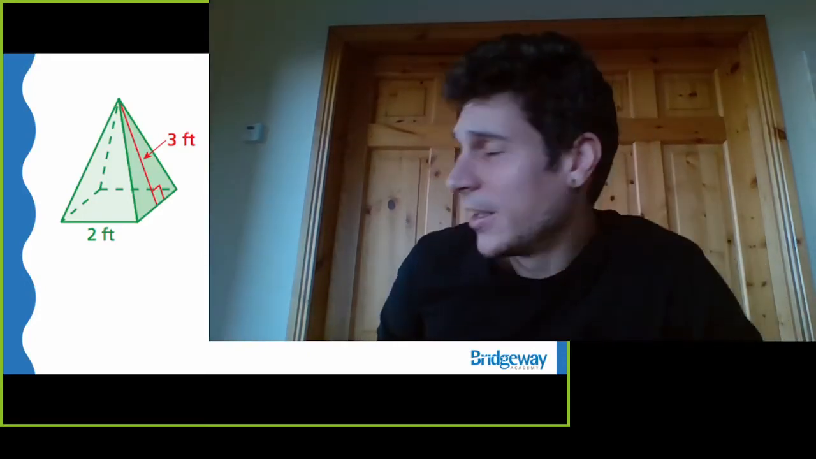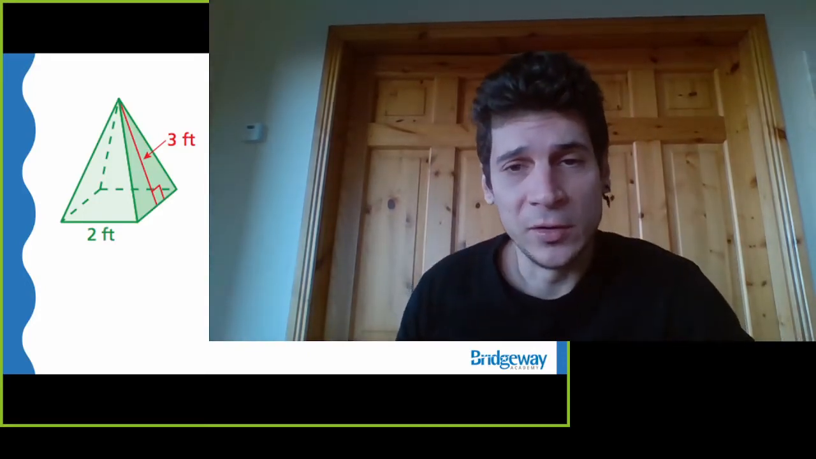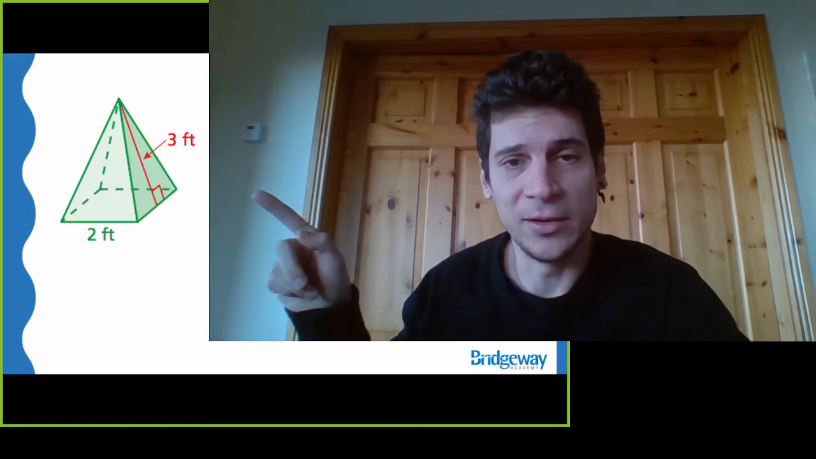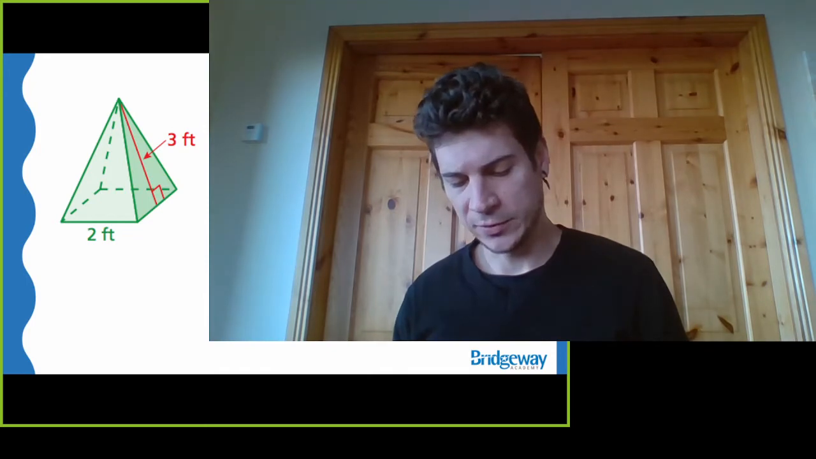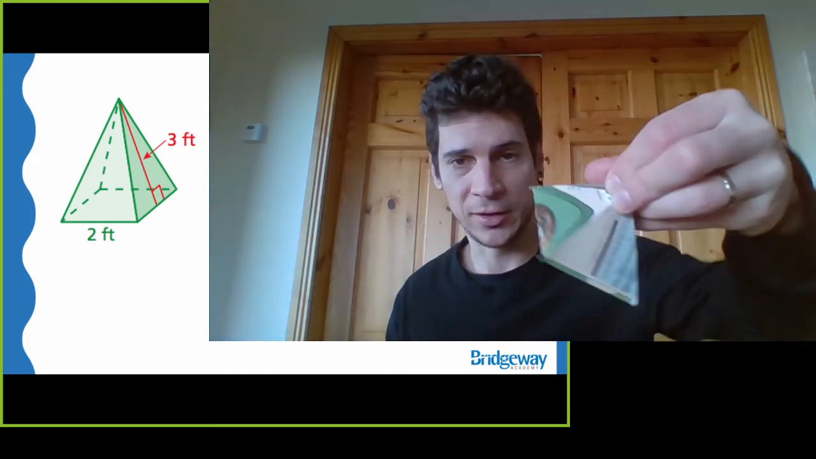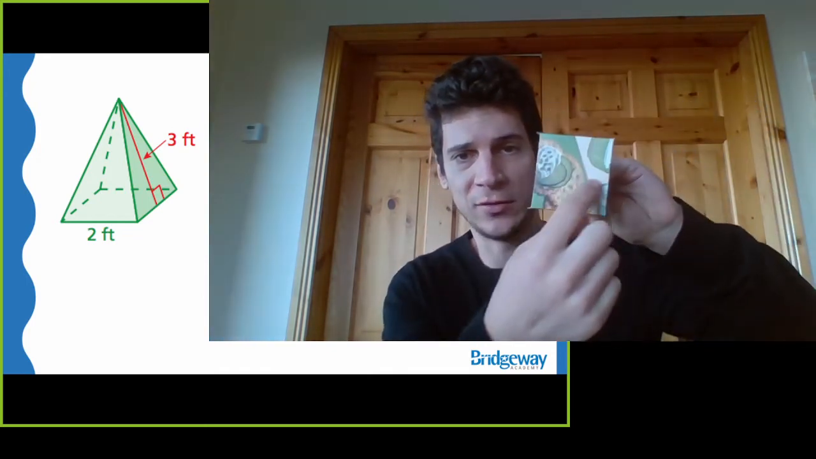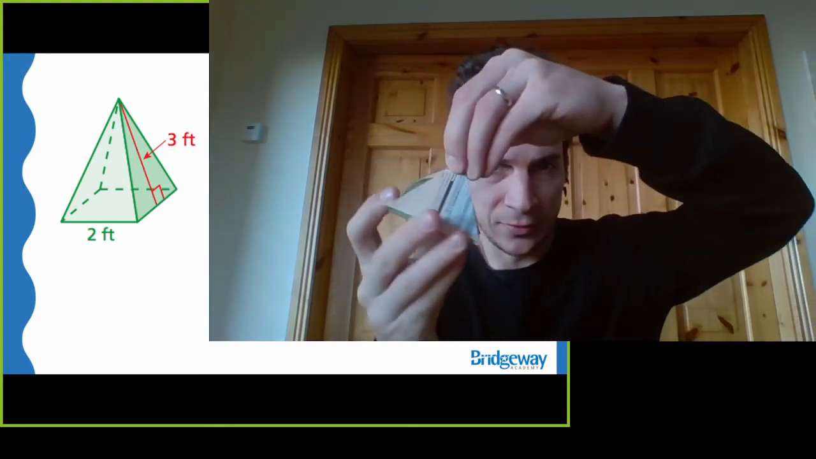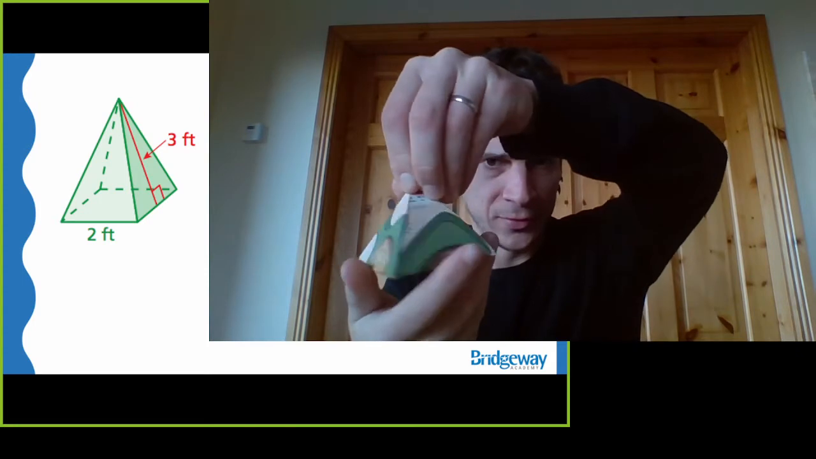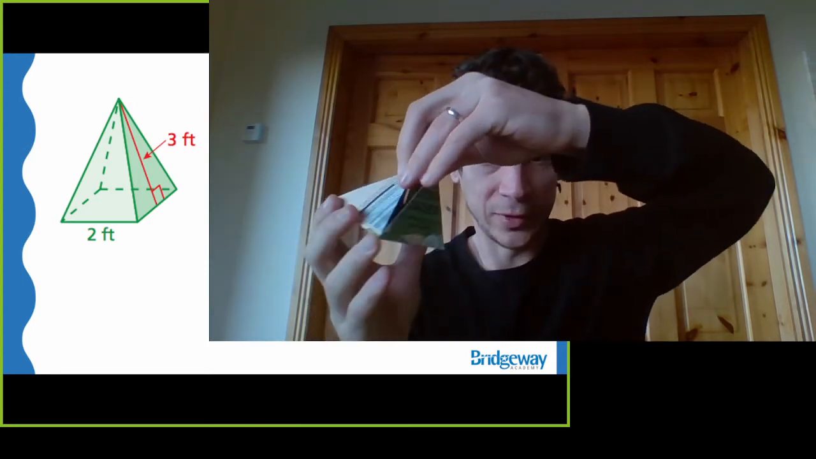Alright, so let's take a look at the surface area of a square pyramid. Right here is a picture of a square pyramid, but I actually have one right here that I've constructed out of a cracker box. You can see the base of it is a square, and that there are 4 triangular faces to this square pyramid.